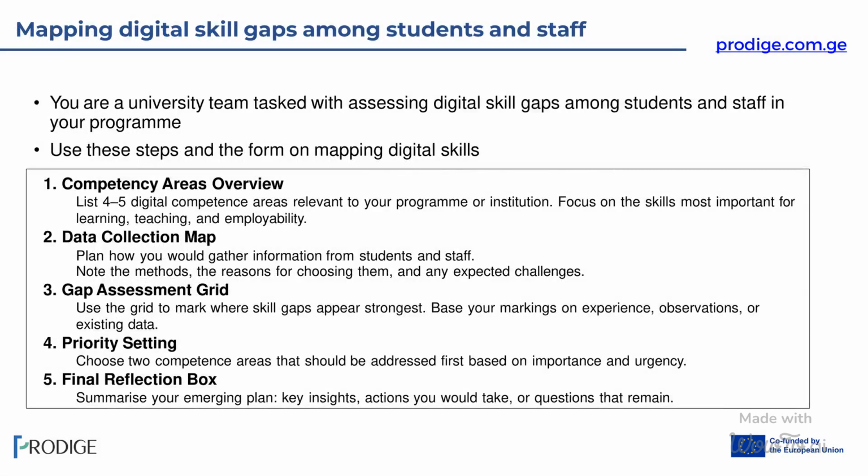You can start addressing this issue as a university team by assessing digital skill gaps among students and staff in your program. Begin by using the following 5 steps for mapping digital skills. First, in the Competency Areas overview, list 4 to 5 digital competence areas that are most relevant to your program or institution. Focus on skills that directly impact learning, teaching, and employability.